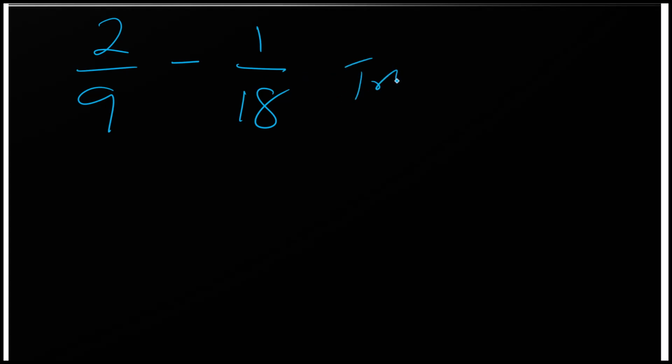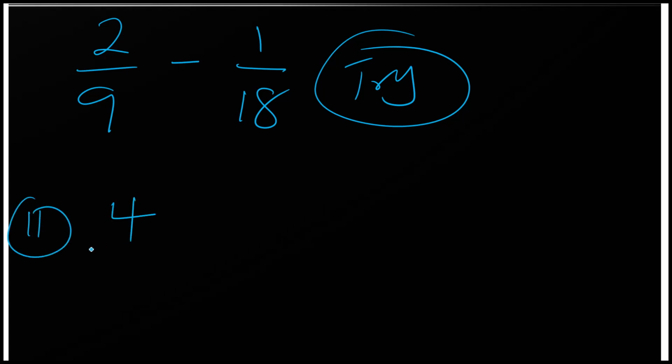So we can have so many examples. 2 on 9 minus 1 on 18. You can try this one. Okay. All right. So that's that. The next one, 4 on 11 minus 1 on 22. As simple as that.